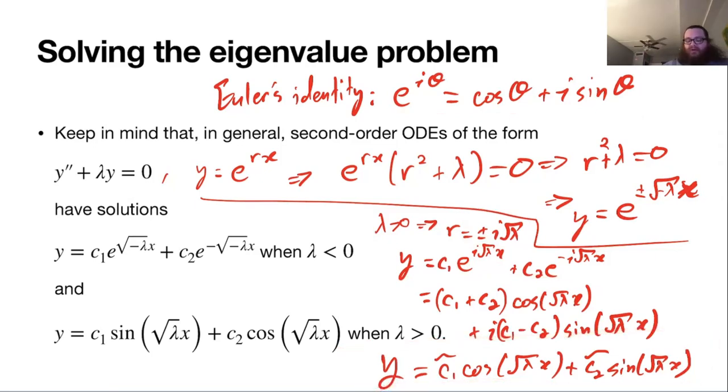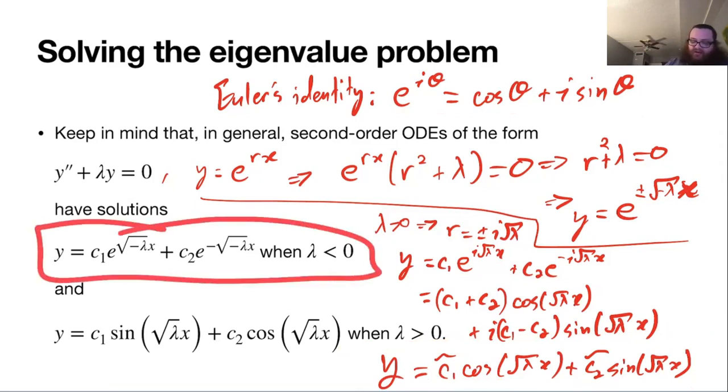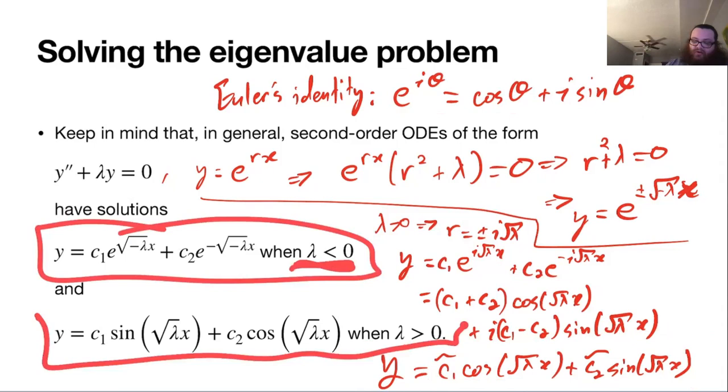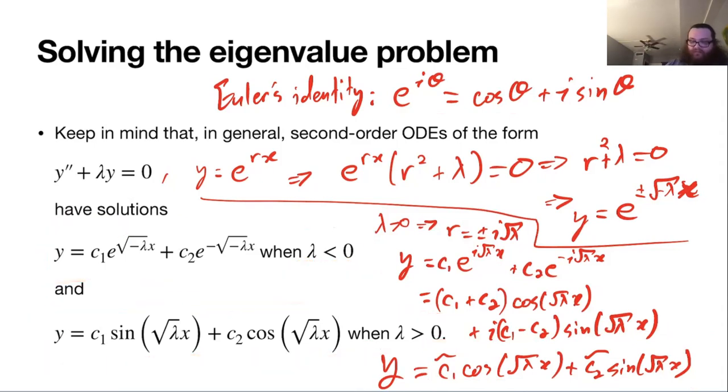And so determining what these constants are will come from other information that we're given in the problem, generally boundary conditions. But the point is that, depending on lambda, we know exactly what the solutions look like. And so technically what's missing is that y is going to be c1 plus c2x when lambda is 0. So that's kind of the final case.